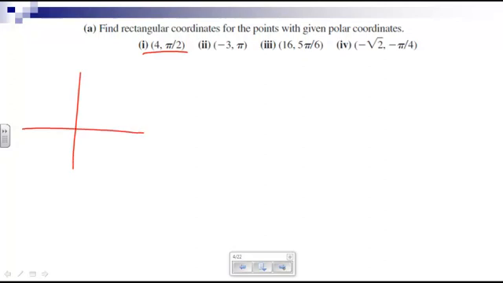It says rotate pi over 2. So I'm going to rotate, so I'm looking perfectly vertical up. And I go up 4. In rectangular coordinates, this would be 0, 4.